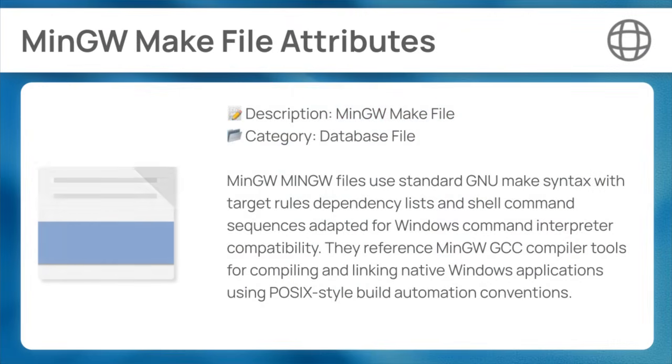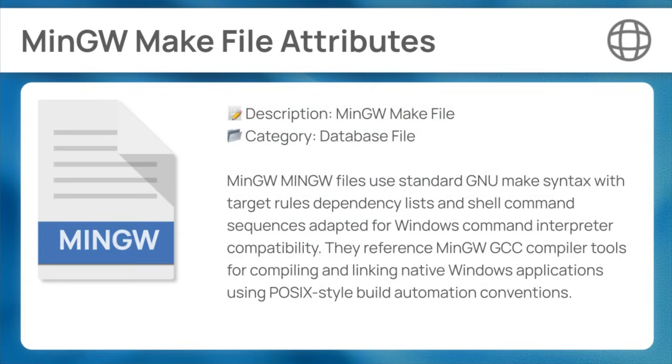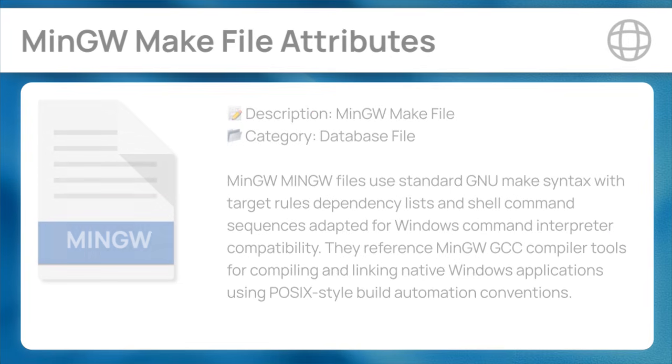MinGW files use standard GNU Make syntax with target rules, dependency lists, and shell command sequences adapted for Windows command interpreter compatibility. They reference MinGW GCC compiler tools for compiling and linking native Windows applications using POSIX-style build automation conventions.